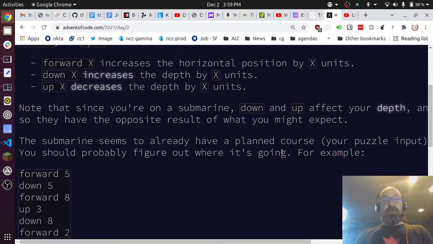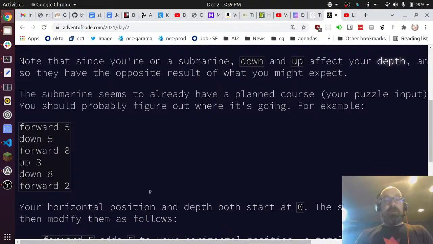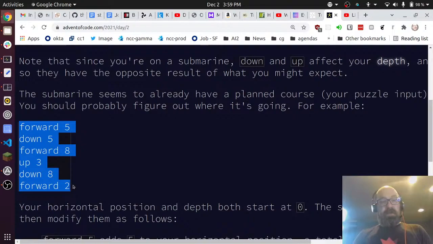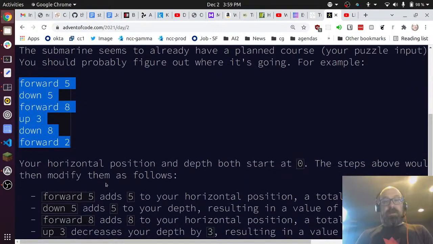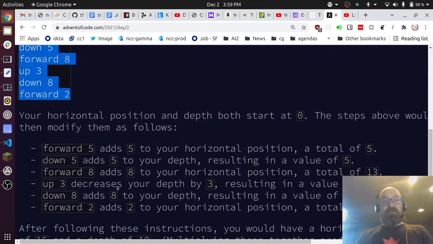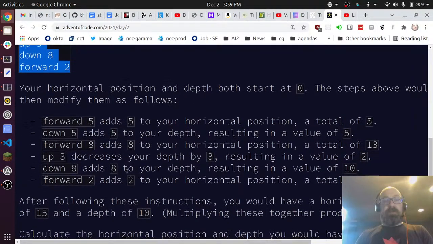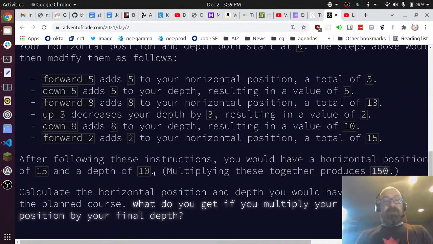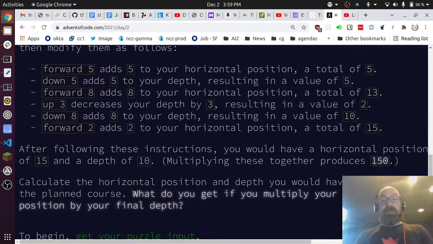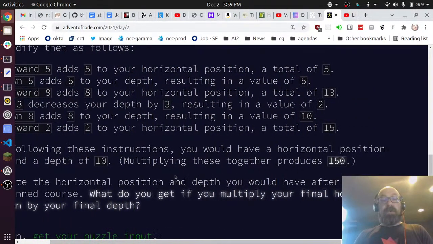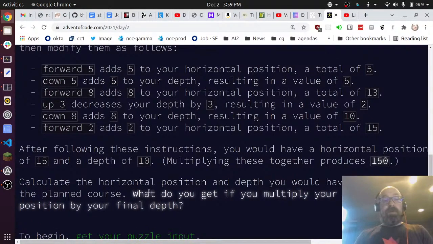Okay, the submarine seems to have already a planned course. You should probably figure out where it's going. For example, your horizontal position and depth both start at 0. Steps above will then modify that: down 5 adds 5 to your depth, forward 8 gives a horizontal position of 15 and a depth of 10. Multiplying these together produces 150. Calculate the horizontal position and depth you'd have following the planned course. What do you get if you multiply your final horizontal position by your final depth?